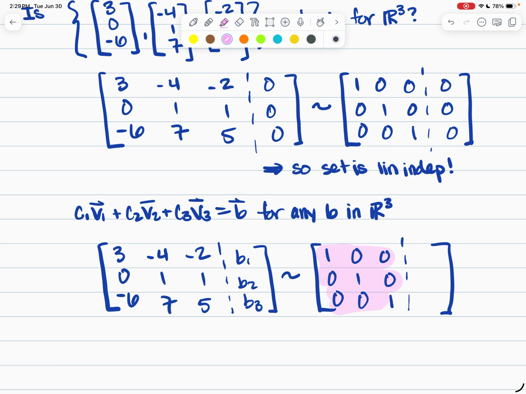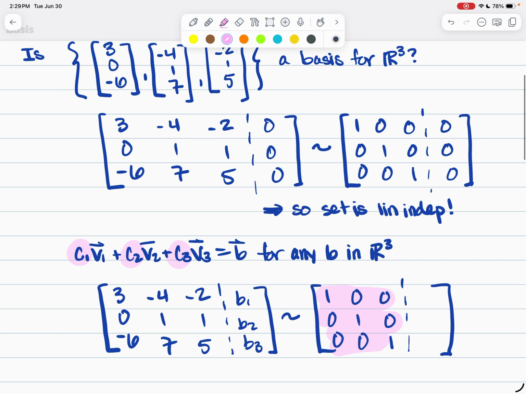We would still get this on the left-hand side, meaning there would only be one solution, and there would be a solution. So there is some set of constants such that we can find a linear combination of V1, V2, and V3 to equal any vector in R3. In other words, we can reach any vector through a linear combination of V1, V2, and V3, and that's what it means to span the set. So this set of vectors does span R3.